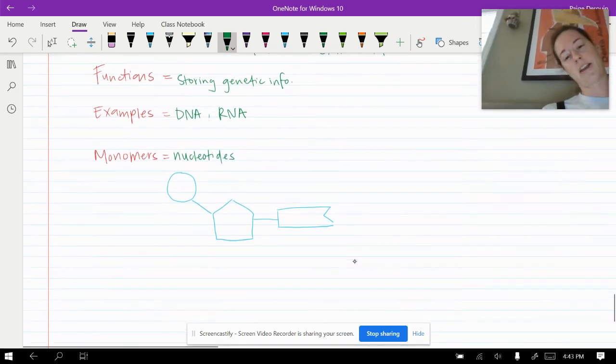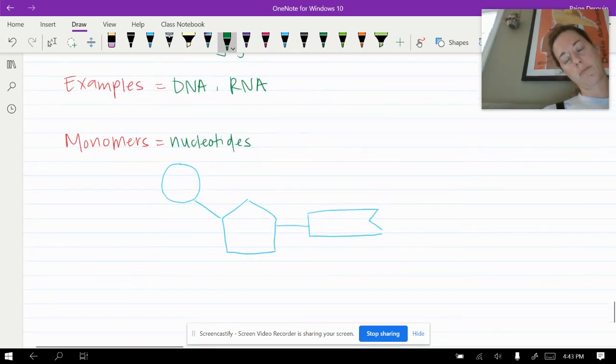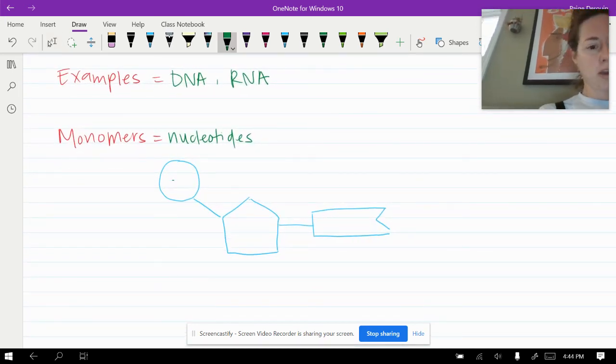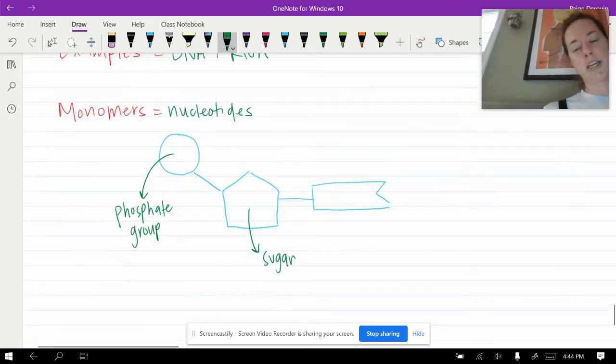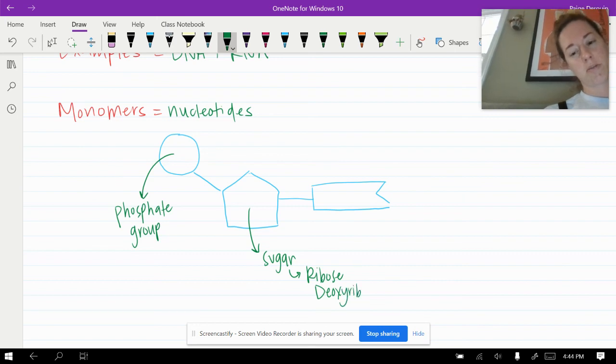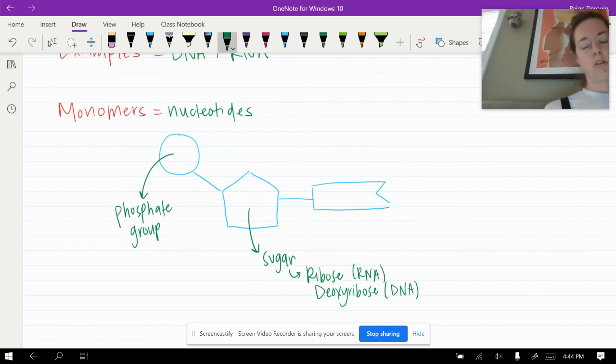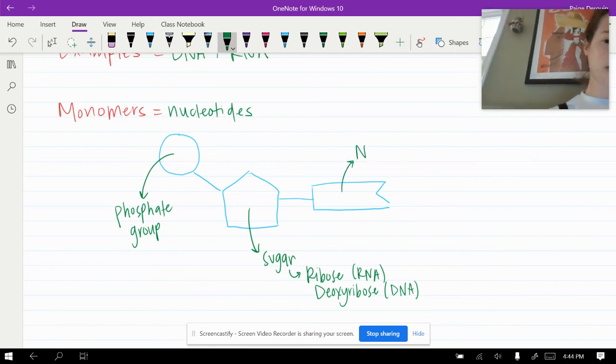This is a very simplified diagram that shows a nucleotide. So your nucleotides are made up of phosphorus, they're called a phosphate group, which is covalently bonded to a sugar. Depending on whether it's DNA or RNA, the sugar is either ribose or deoxyribose. If it's deoxyribose, it's DNA. That's why it's a D. And if it's ribose, it's RNA. The last thing is a nitrogenous base. This is where the nitrogen comes in.